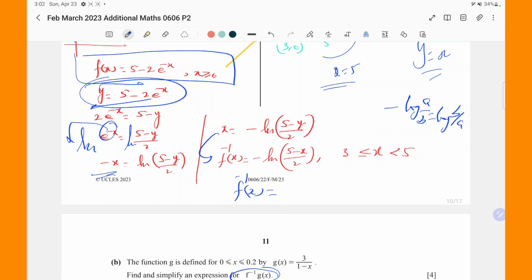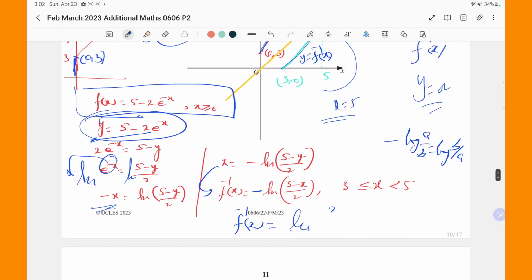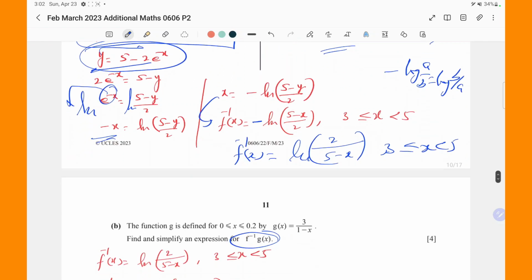Because of this minus, we can write ln 2 over 5 minus x. Okay, and this is f inverse x. So domain is 3 to 5.